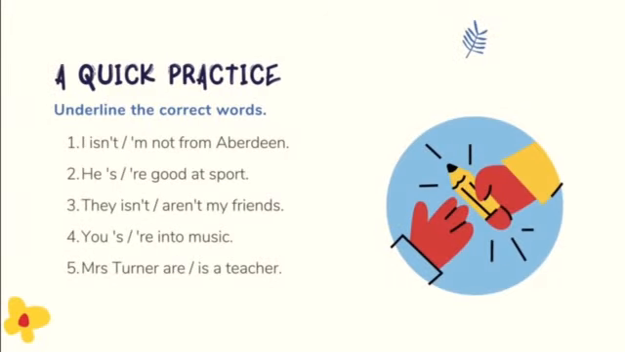Now, let's do a quick practice to test your understanding. Read the sentences and underline the correct words. Number 1. I isn't from Aberdeen or I'm not from Aberdeen. So which one? Number 2. He's good at sport or you're good at sport. Which one is the correct one?